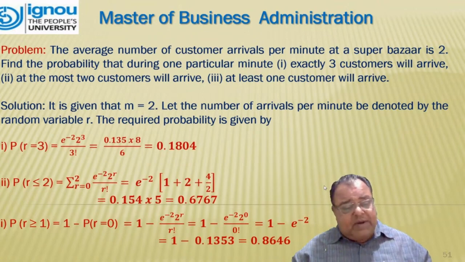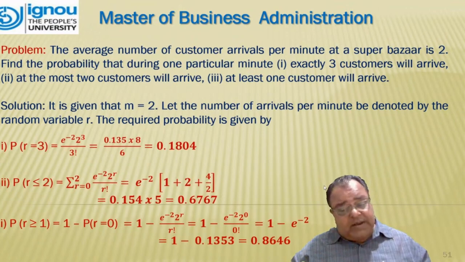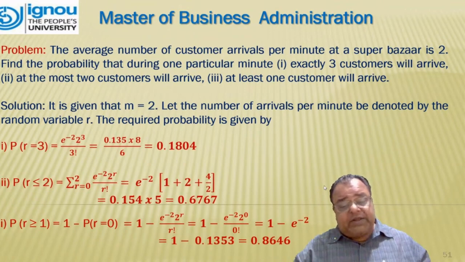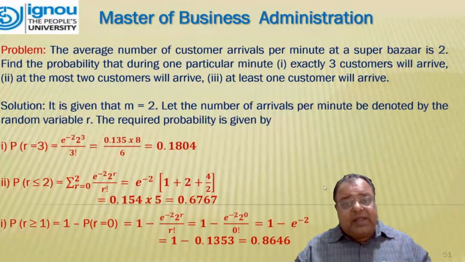And the third one is P(r ≥ 1). Straight away we can calculate 1 minus P(r = 0). For r equal to 0, we apply this formula, which comes out to be 1 minus e raised to the power minus 2. The value of e^-2 is known to us, so we multiply it, and we get 0.8646. These are the methods by which problems related to probability are solved. With this, we will be concluding today's session.